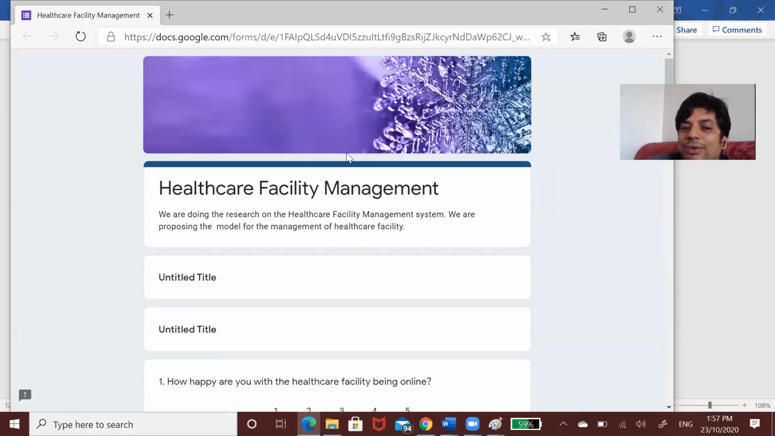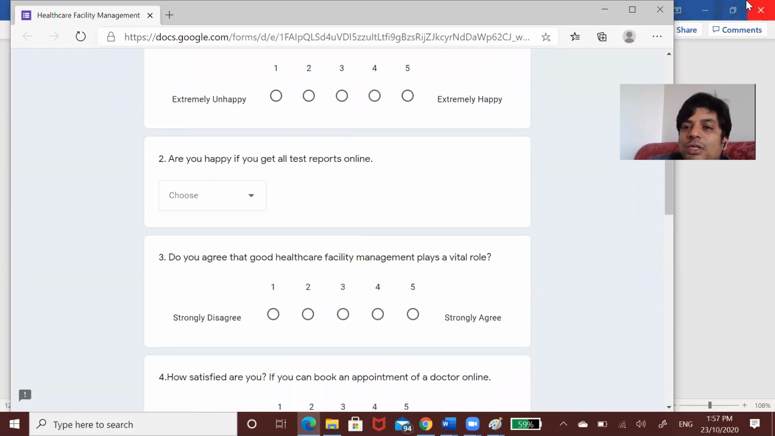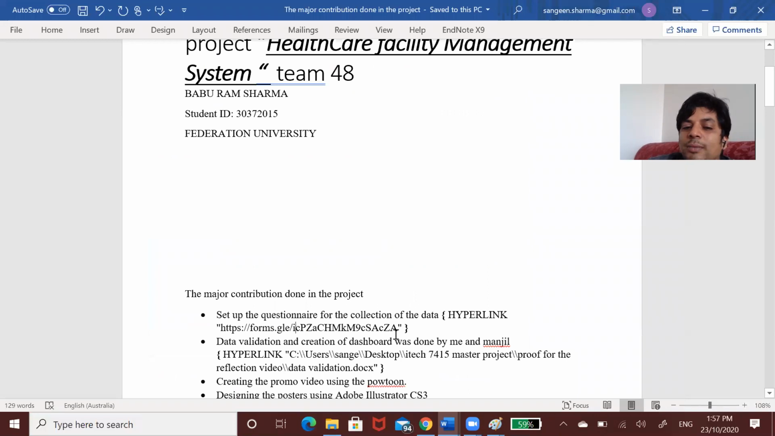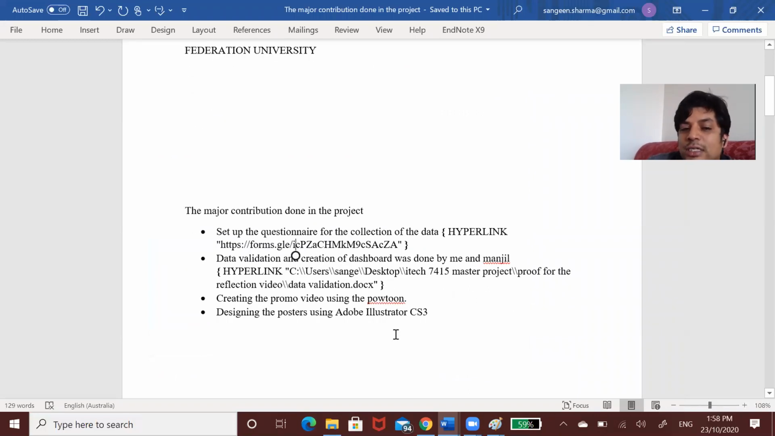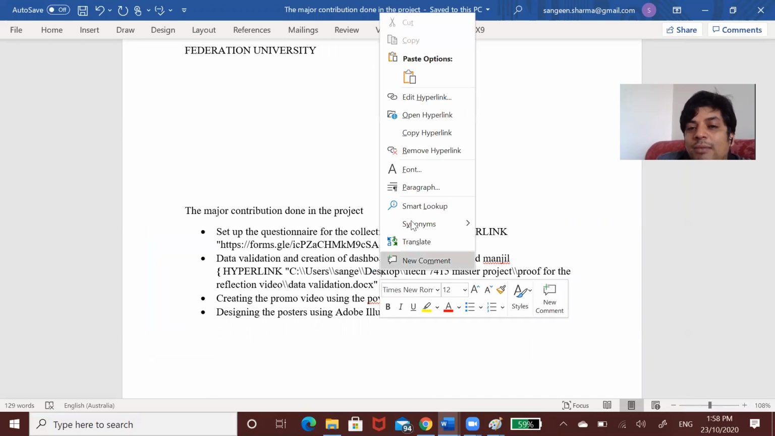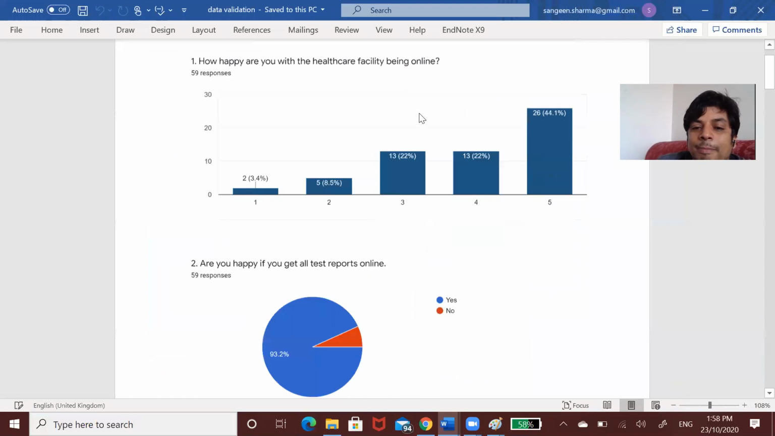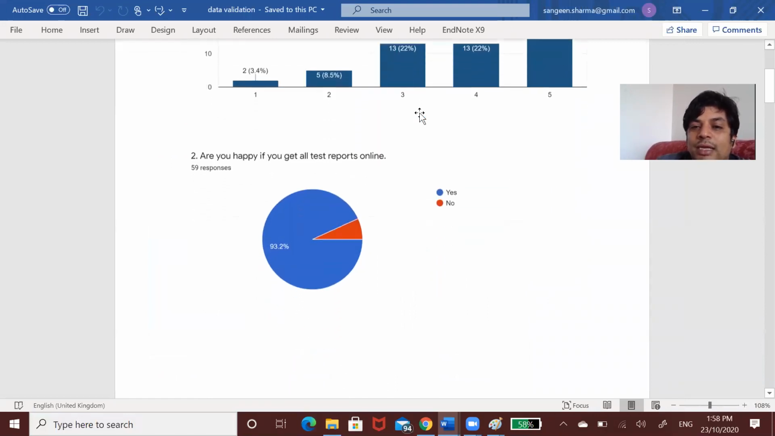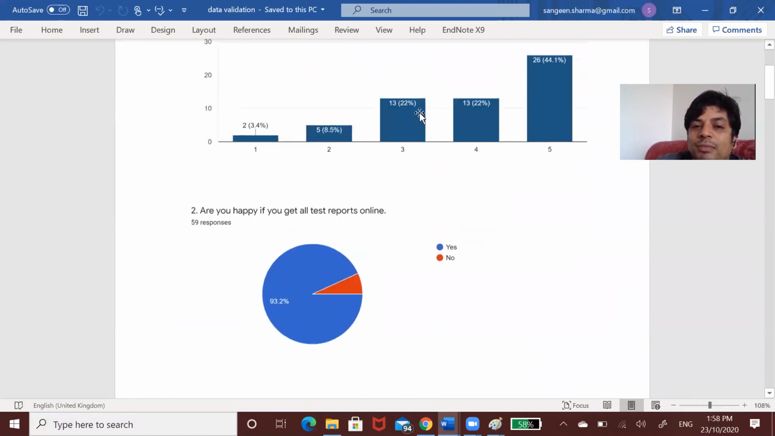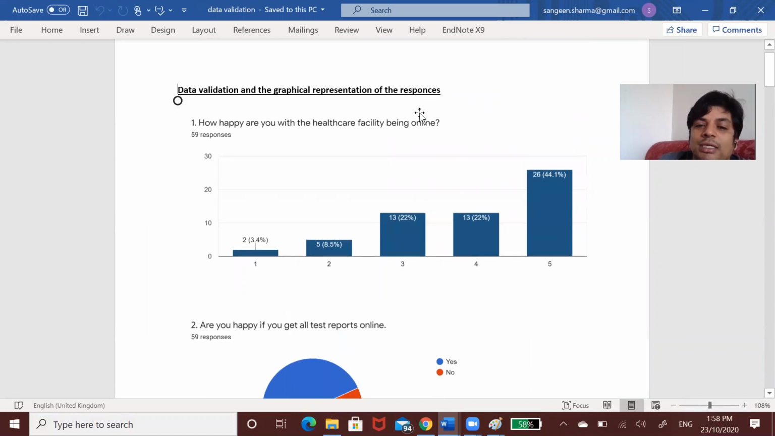And we validated the data according to the responses that we obtained from the 60 different respondents. The data validation was done by me and Manjil Gaire, and we validated the data that we obtained from the different respondents. For example, how happy are you with the healthcare facility being online?